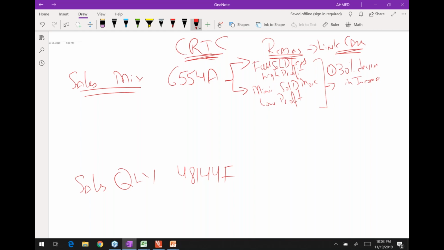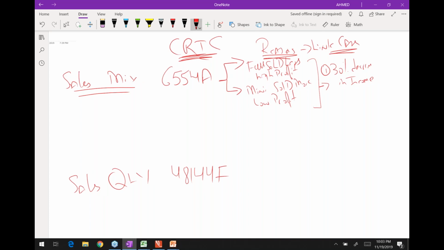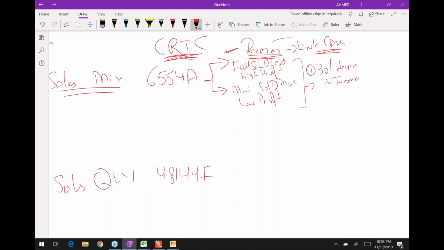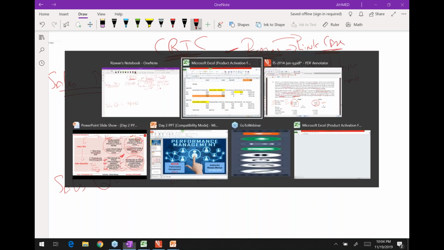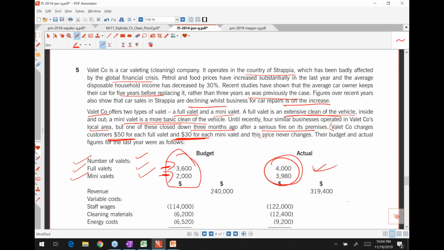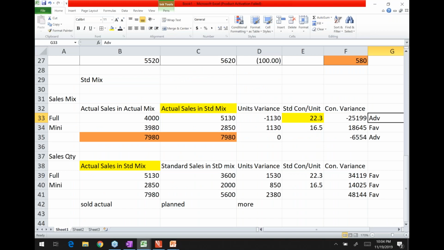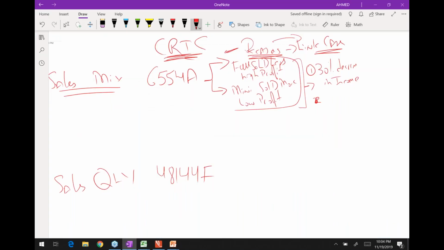Link with the scenario. See, CRICK: reason, bookish reason, linked with the scenario. This is what you have to learn. 30% decrease in income. Any other reason? It's simple. 30% decrease in income is the reason because of which people are preferring the cheaper option of mini valets rather than the expensive option of full valets. That's it. Done. Link with the scenario, because if you just write a general reason, that is problematic. Link.